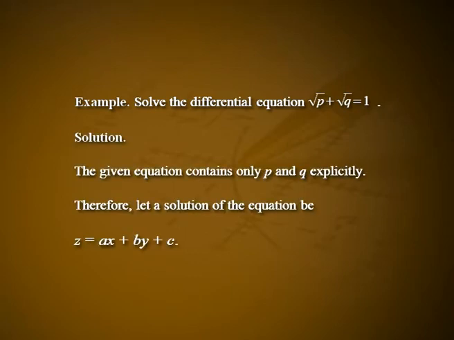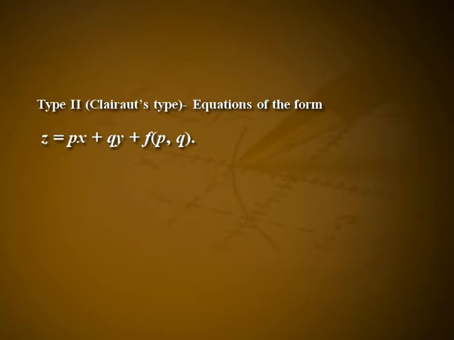Example: solve the differential equation square root of p plus square root of q is equal to 1. Solution: the given equation contains only p and q explicitly. Therefore, let a solution of the equation be z = ax + by + c, where a and b are connected by the relation root a plus root b = 1. That is, b = (1 minus root a) the whole squared. Therefore, the solution becomes z = ax + (1 minus root a)^2 y + c.